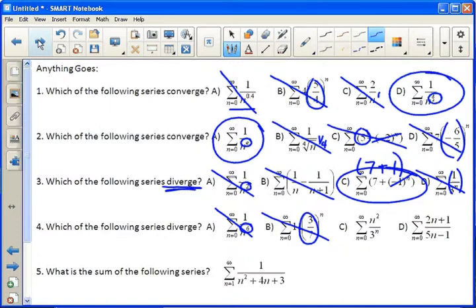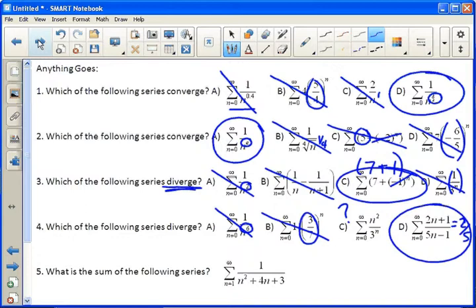Well, let's look at D. D, if I do the nth term test, I take the limit, I get 2/5. And we know by the nth term test that anything not 0 diverges, so this has to be our answer. Even if we don't know what C does, we know D diverges, and that's what we were looking for.